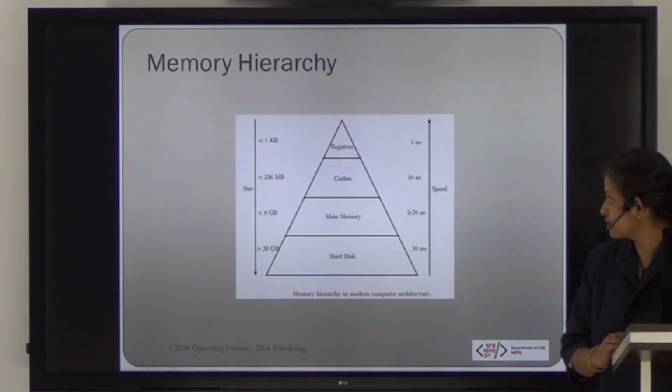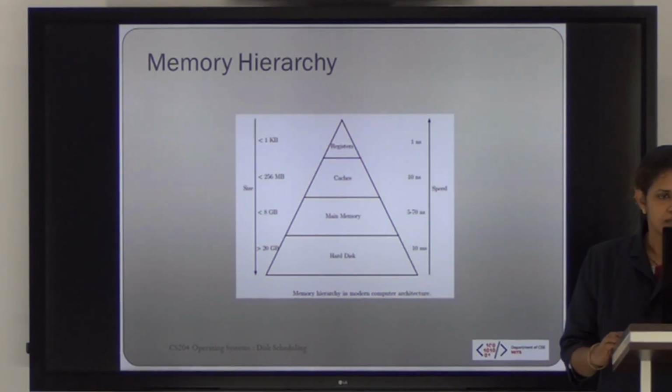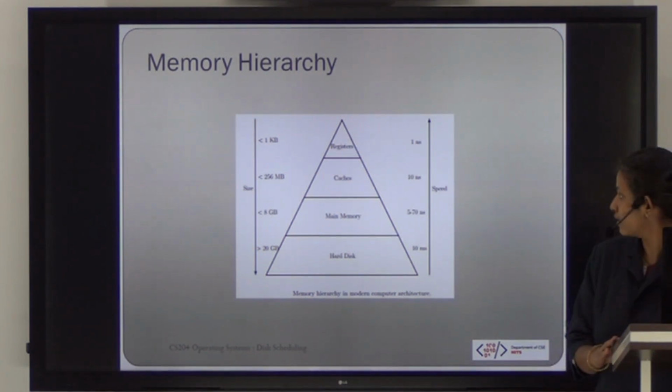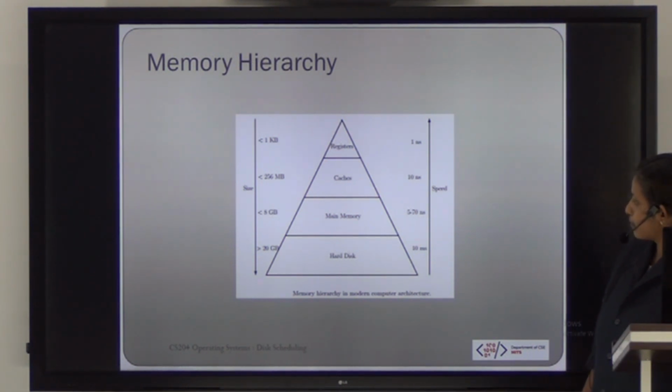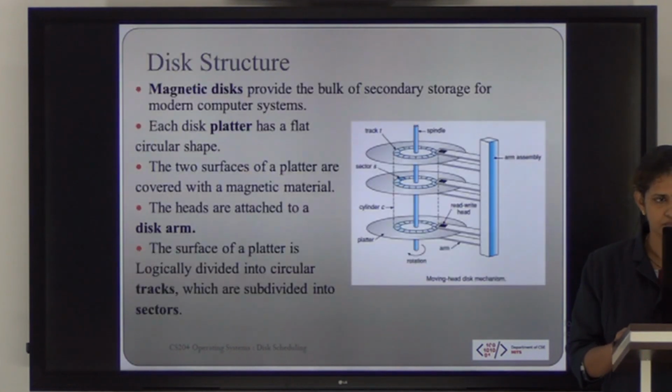Hope all of you remember this figure of the memory hierarchy. On the top, the registers come, which are near the CPU. After that, cache memory comes, then main memory, and then disk memory. The cache memory you have studied in computer architecture, and the main memory we have seen in the memory management function of the operating system. Now let us see what a disk is and the scheduling of the disk.